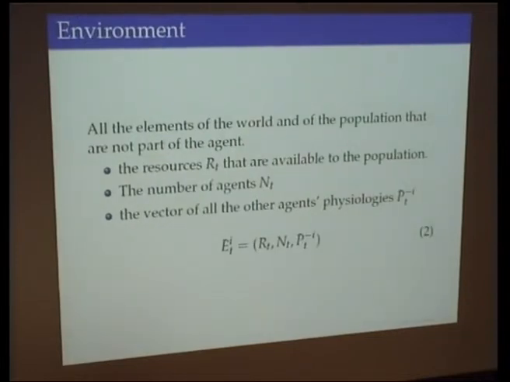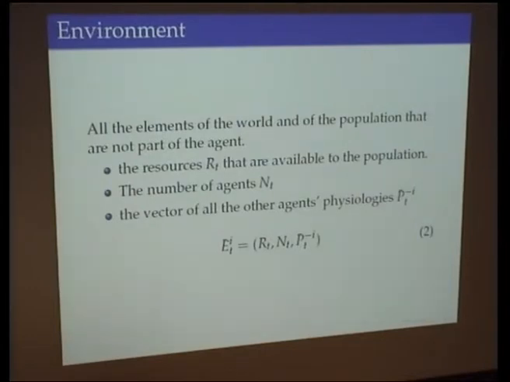What do we mean by environment? Since our observation is the agent, the environment is all the elements of the world and of the population that are not part of the agent. So we define as environment the resources that are available at the population level, so RT, the number of agents, and all the other physiologies that he observes. So for an agent, the environment is all the resources and all the characteristics of all the other agents.